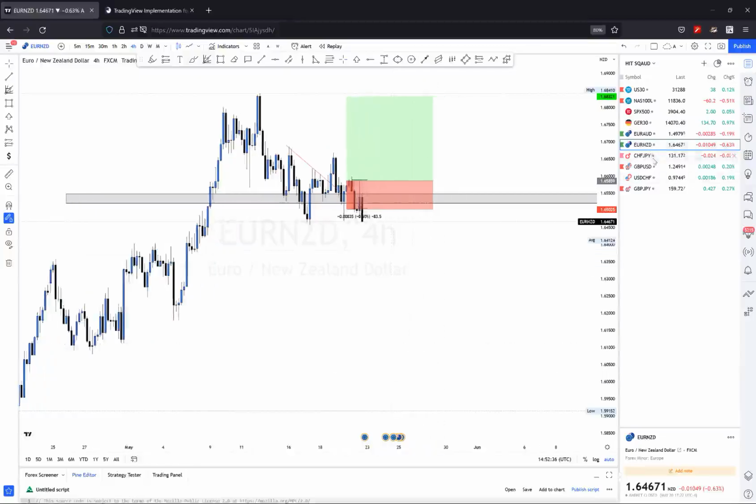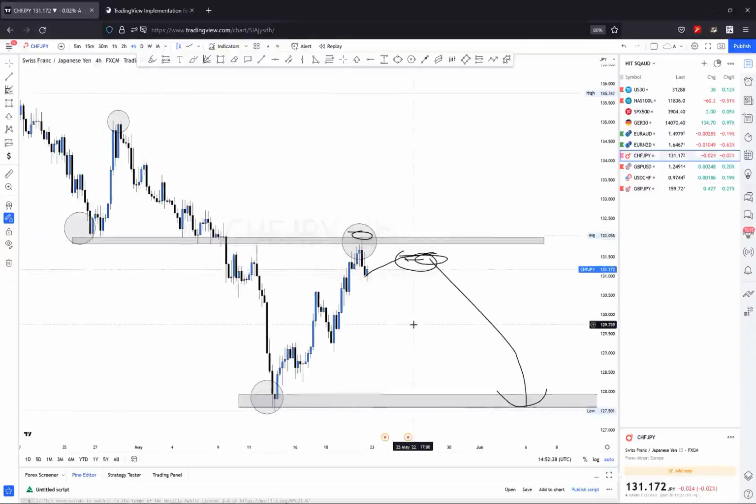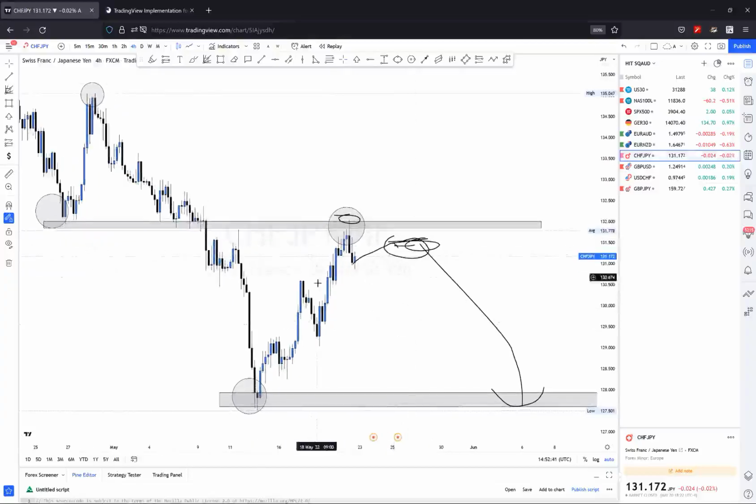And another trade that was terrible was CHF JPY. So the idea for this trade was similar to what was happening to most of the JPY pairs. I was looking at a rejection here, a rejection from here and a push to the downside here. But you see price broke to the upside.